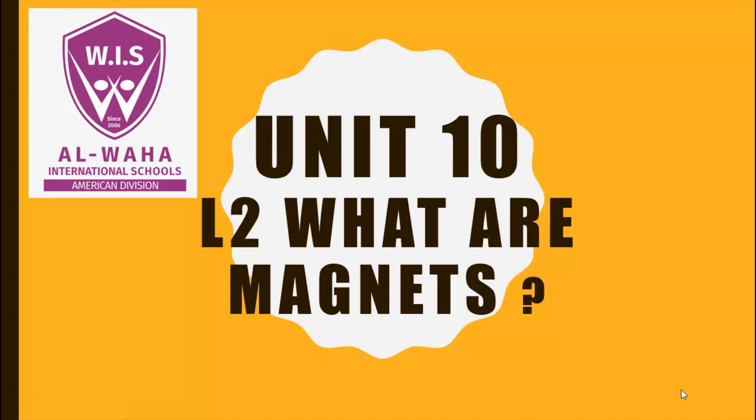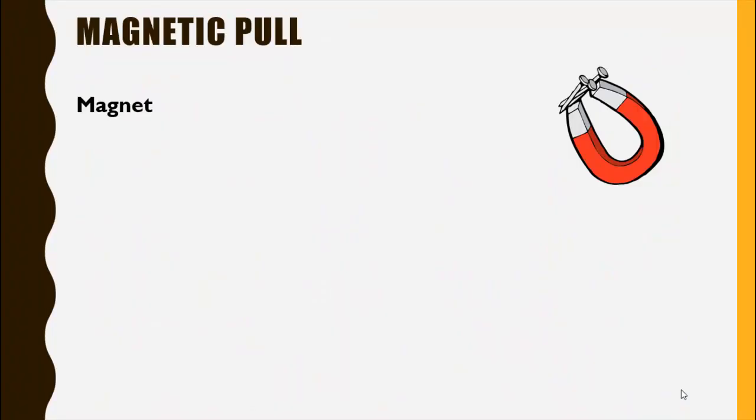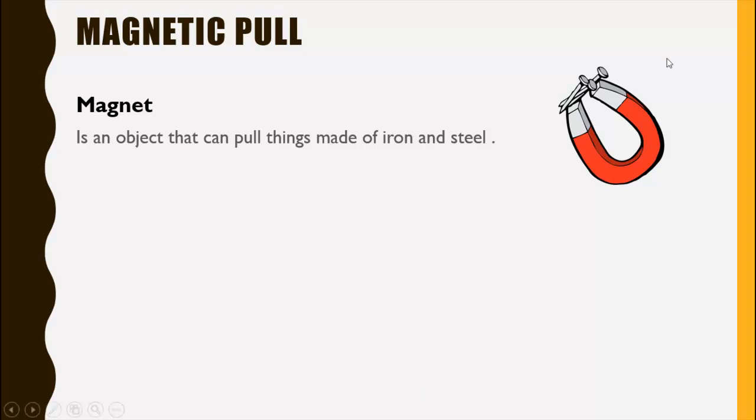Today we will start Unit 10 and lesson 2. What are magnets? First, magnet. What's the meaning of magnet? What's a magnet do? A magnet is an object that can pull things made of iron and steel.